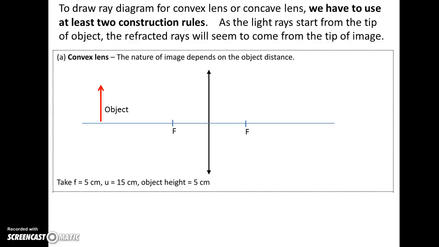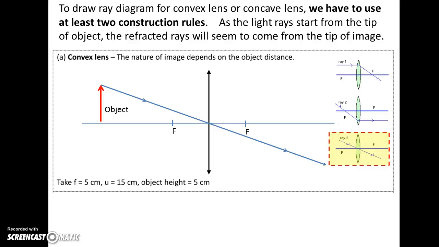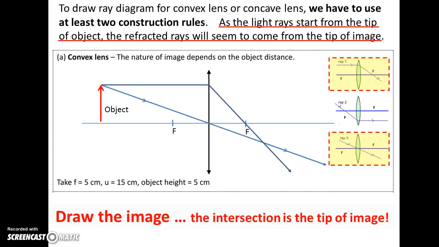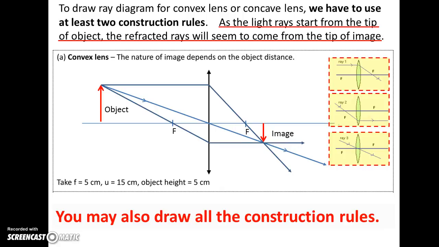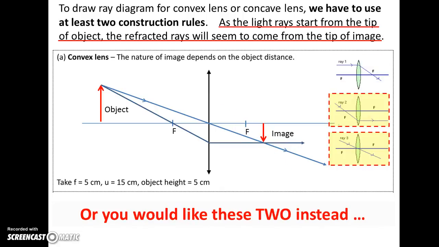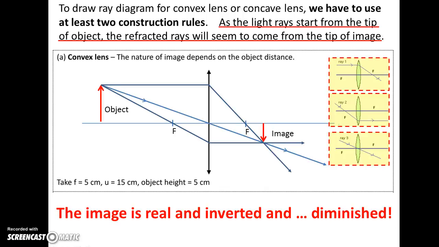Next, you draw the construction rules. You may draw any two of them. That one passing through the center of the lens, and also one parallel to the principal axis. Of course, you may also draw another one in order to locate the image. You may draw just any two of those three construction rules in order to locate the image. And the image in this case is real, inverted and diminished.